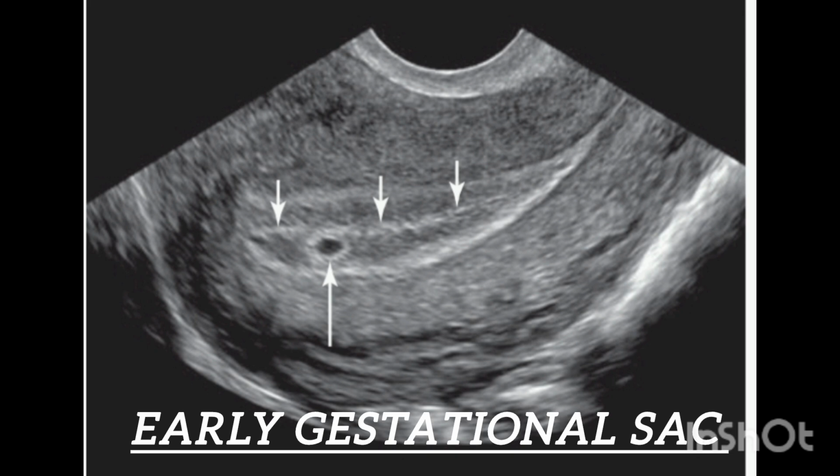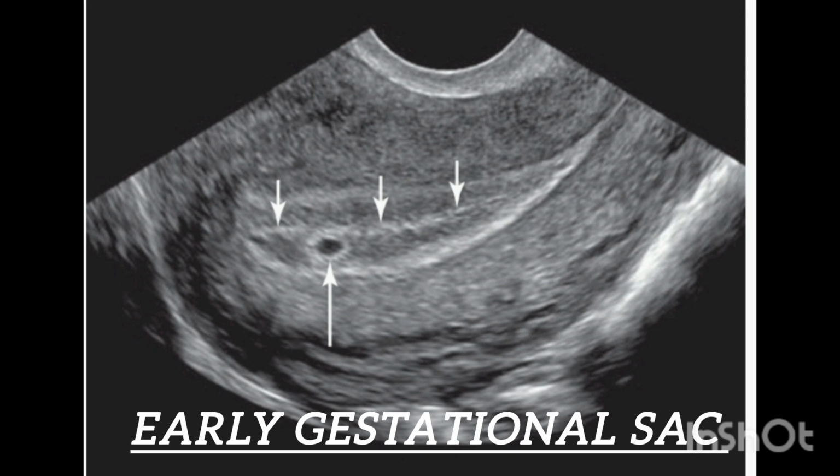Our first image shows the early gestational sac, typically visible around 4 to 5 weeks of gestation via transvaginal ultrasound. The gestational sac appears as a well-defined anechoic structure within the endometrium. At this stage, it's important to distinguish between a true gestational sac and other potential pseudosacs, as the latter can occur in cases of ectopic pregnancy.